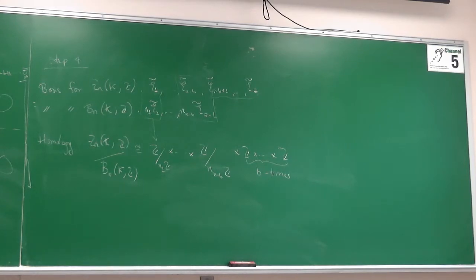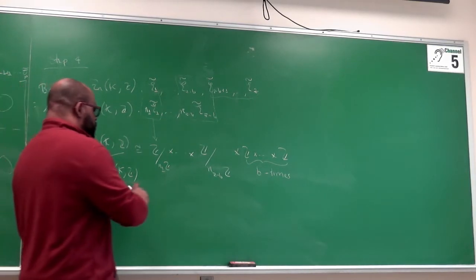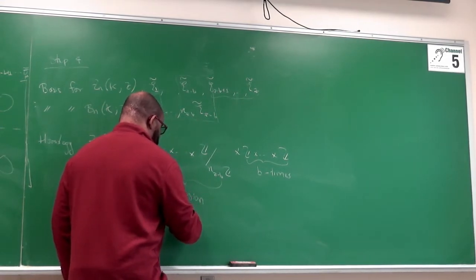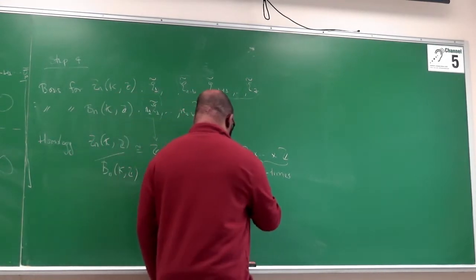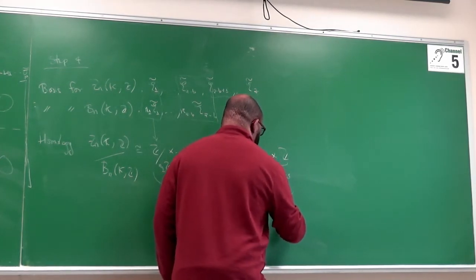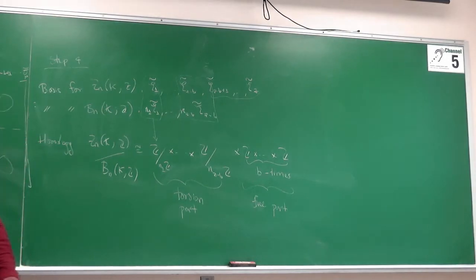These guys have names. This is often called the torsion part. And this is called the free part. There are reasons for these names. Yes, go ahead. So you just said the names, the torsion part. If you had it arising from an orientable manifold, would you not have a torsion part?